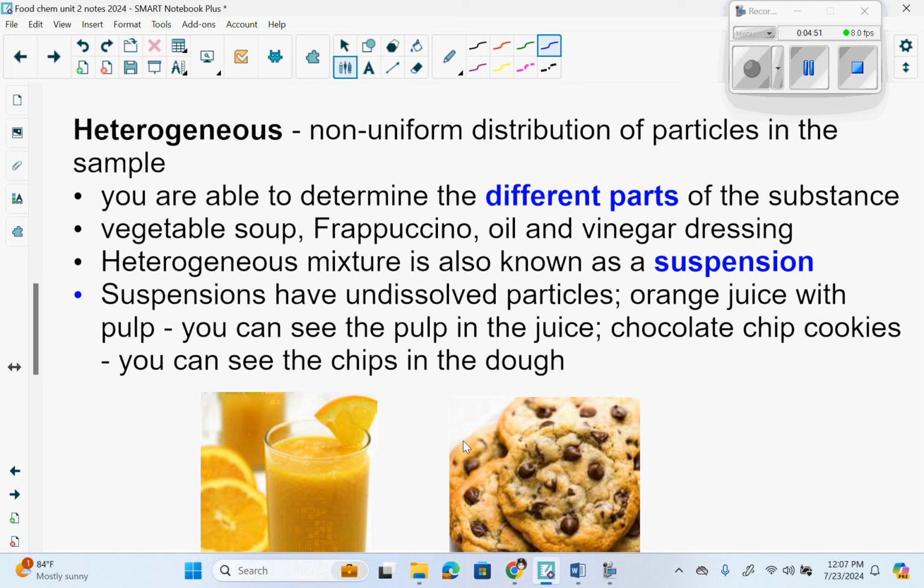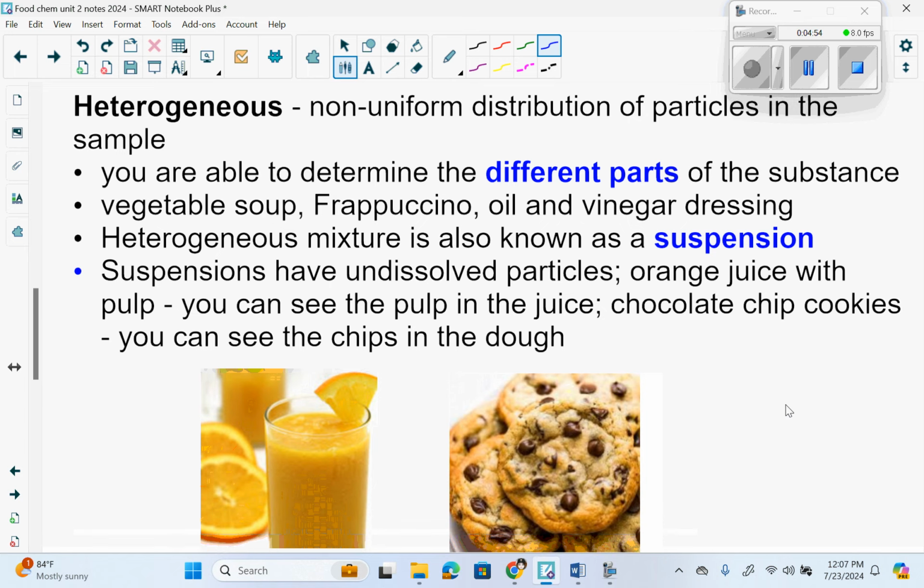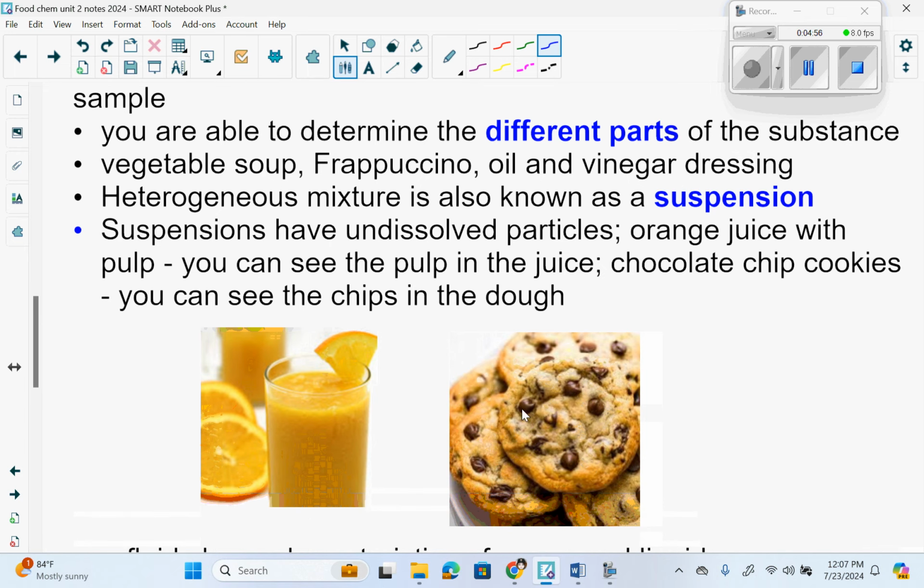Heterogeneous mixtures are also known as suspensions. Suspensions have undissolved particles. So like orange juice with the pulp, you can see the pulp in the juice, which is the bits of the orange. Chocolate chip cookies, you can see the chips in the dough.